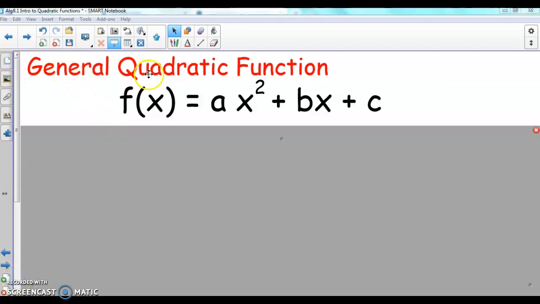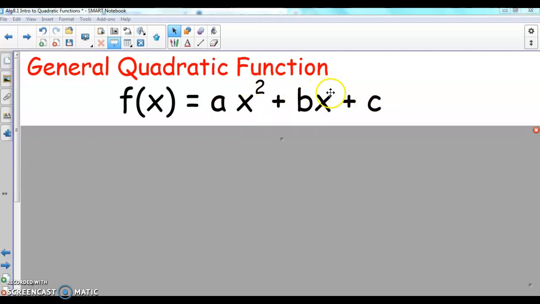In general, a quadratic function is a function that is of the form ax squared plus bx plus c. We call ax squared the quadratic term, bx the linear term, and c the constant. When you are graphing, make sure that your quadratic function is in standard form. It has to be in decreasing order in terms of its degree.